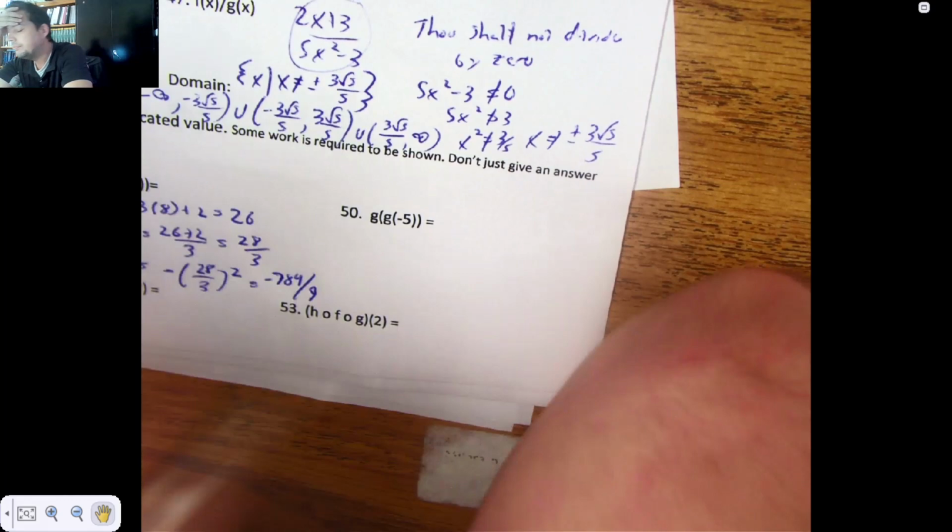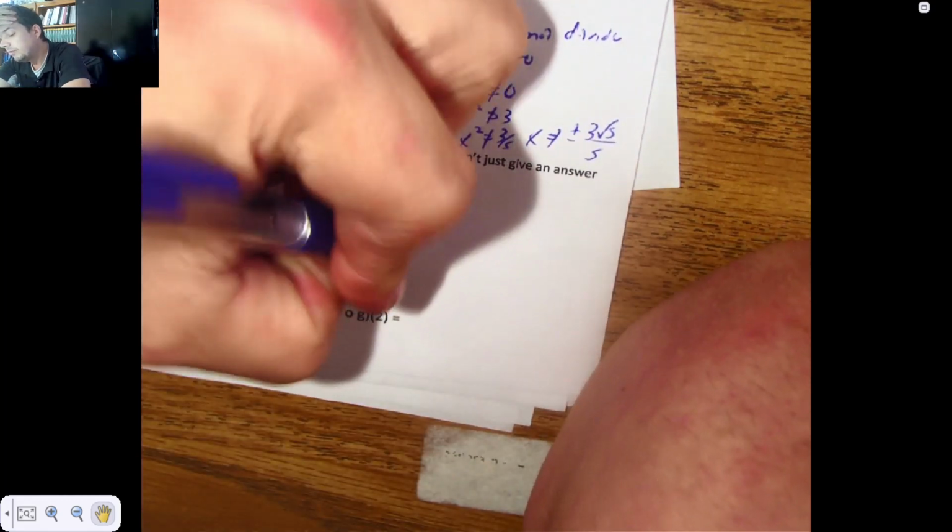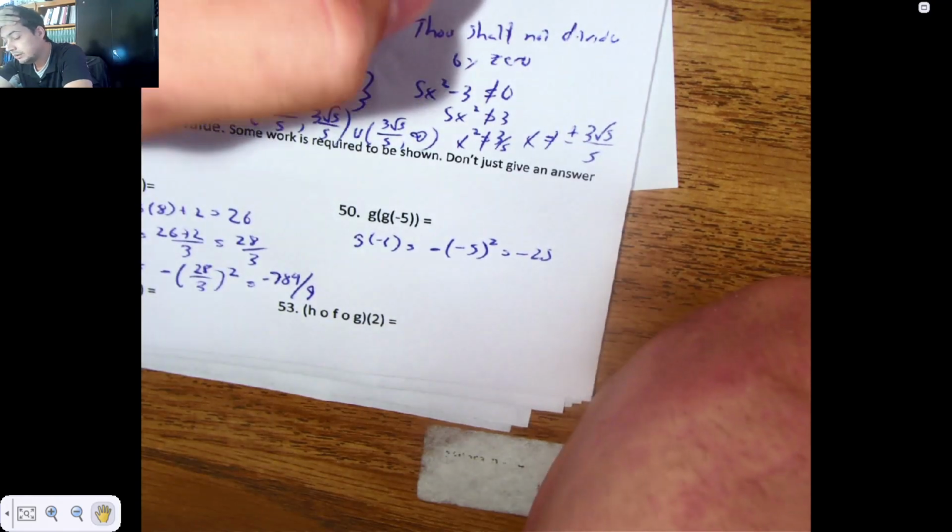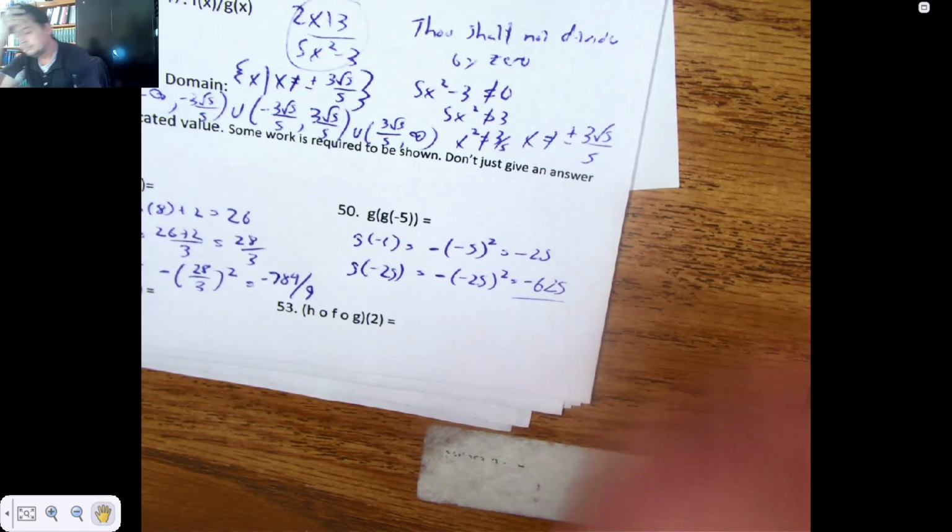Just like the movie Inception, g of g of negative 5. Again, work your way out. G of negative 5 is a negative 5 squared, which is negative 25. So now I find g of negative 25, which is a negative 25 squared, which is negative 625.